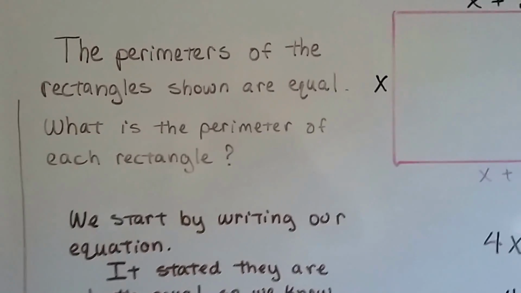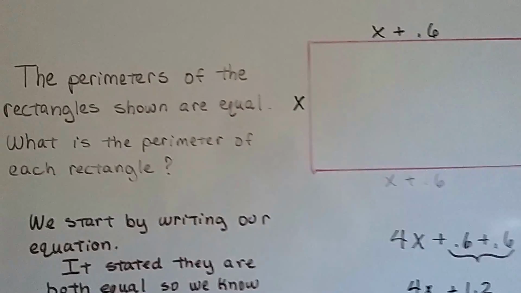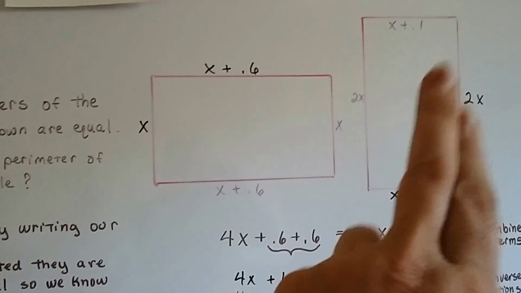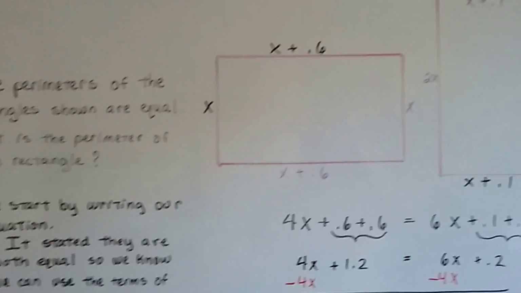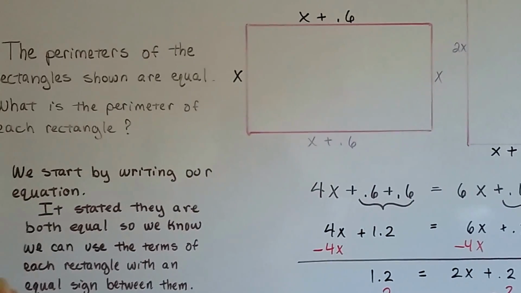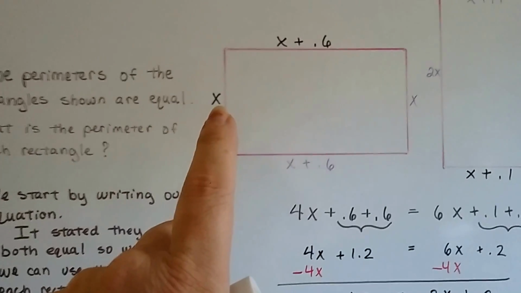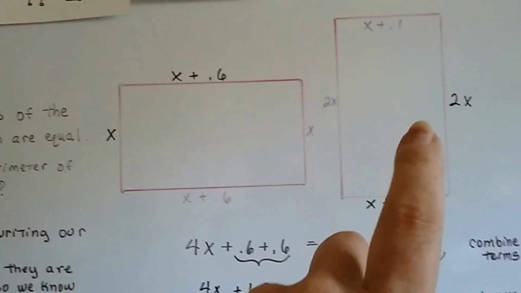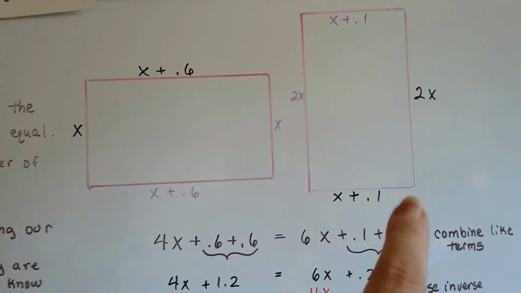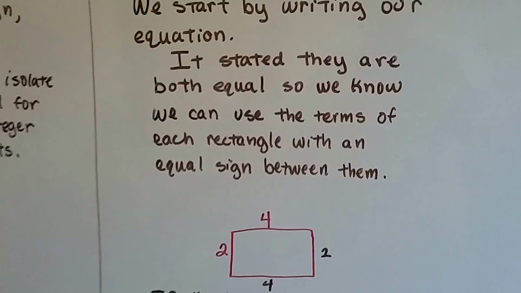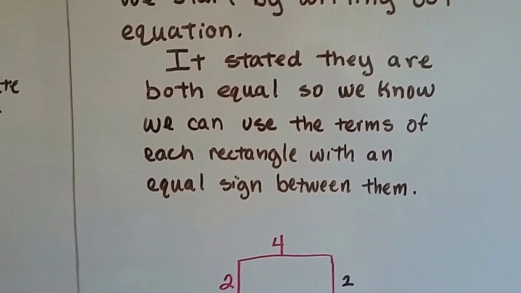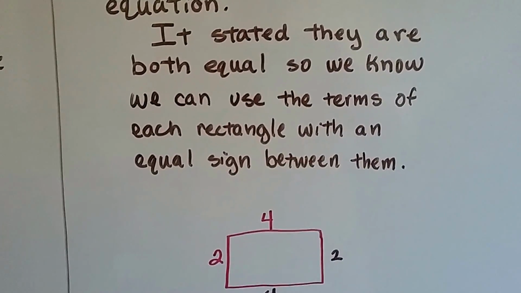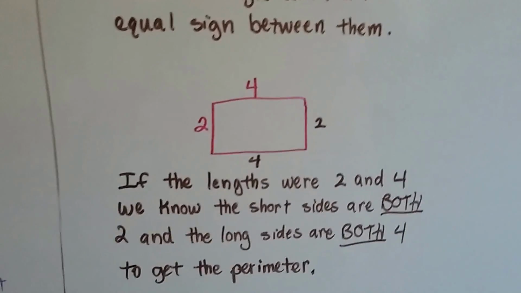All right. The perimeters of the rectangles shown are equal. What's the perimeter of each rectangle? So each of these perimeters are equal. So we're going to start by writing our equation. And if you see, it gave us this side is x and this side is x plus 0.6. And it gave us that this side was 2x and this side was x plus 0.1. Well, it stated they're both equal, so we know we can use the terms of each rectangle with an equal sign between them. You remember how to do perimeters?